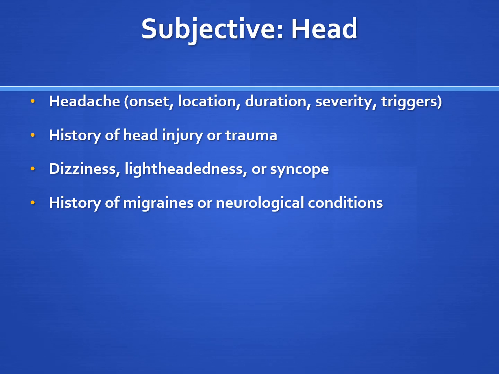Onset, when did it start? Location, where is the pain? Duration, how long has it lasted? Severity, how bad is it on a scale of 0 to 10 or whatever pain scale you're using? Triggers, what brought it on, do you think? So we're recognizing patterns here. Is this chronic versus sudden, mild versus severe? A red flag here would be if you hear the patient say, this is the worst headache of my life, we really want to think about a hemorrhagic stroke.